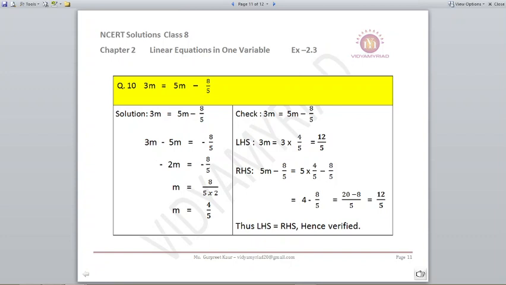Put this 4 upon 5 in left hand side. 3 multiplied by 4 upon 5 gives you 12 upon 5. Right hand side, 5m minus 8 upon 5, which is 5 into 4 upon 5 minus 8 upon 5. You need to take the LCM here. You will get your answer 12 upon 5. Both left hand side and right hand side are equal, and hence we have verified.